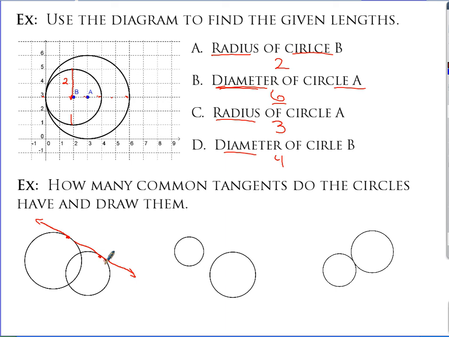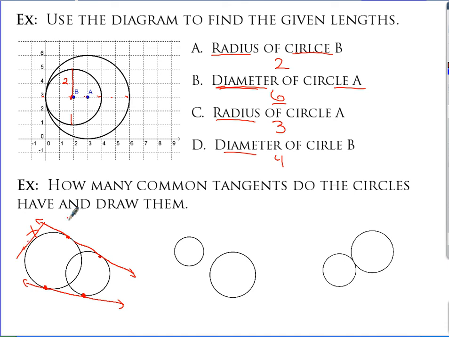Any other tangents I could draw? Across the bottom, kind of the same general area, across here once, and touch here once. Can I draw any other common tangents? No, right? I can draw a tangent to this circle, but it's not also tangent to the other one, so that wouldn't be a common tangent. So there's only two, right?